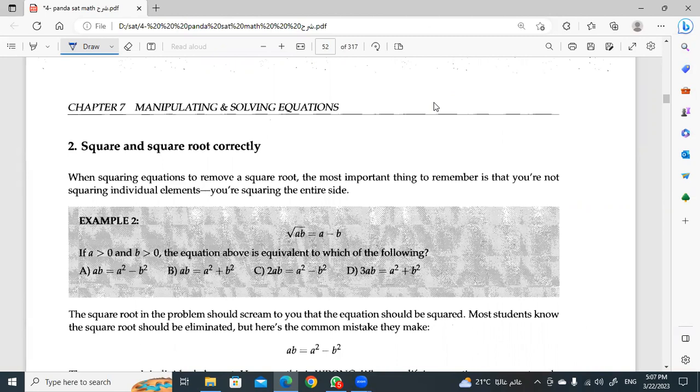Here I have the equation, which is square root of ab equals a minus b. And a is greater than 0, which means that a is a positive number. And also b is greater than 0, which means that b also is a positive number. The equation above is equivalent to which of the following? By the way, I have to get rid of this square root, as the answers here do not contain any square root, okay? So I get rid of the square root by squaring. I have to square both sides.